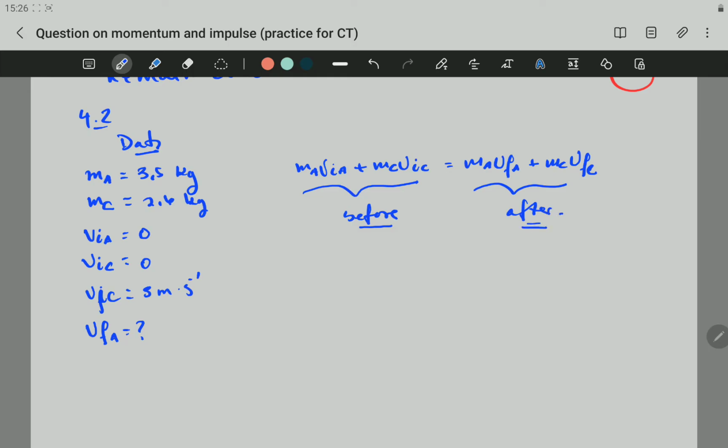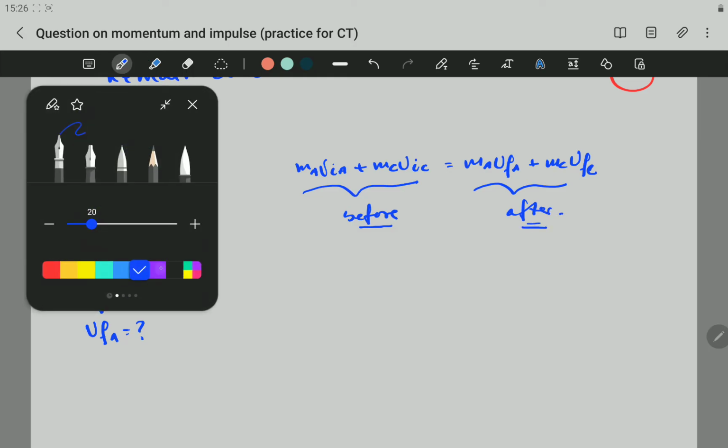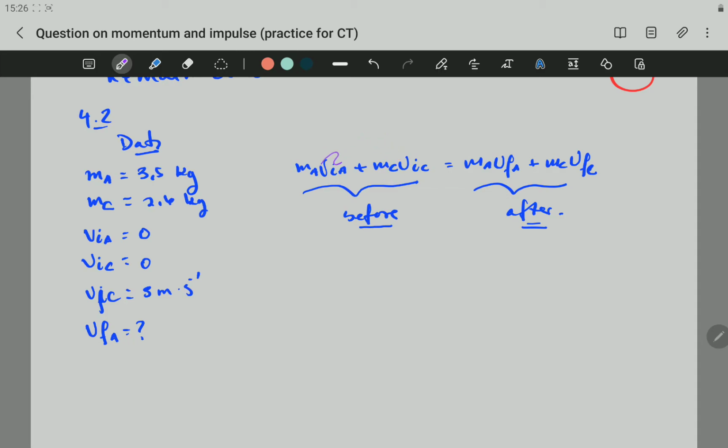Okay, now if you want, you can say that all this is a system. At the beginning they are together, so the initial velocity of the cat and the skateboard multiplied by the sum of the mass of skateboard A plus the mass of the cat is equal to the mass of A times the final velocity of A plus the mass of the cat times the final velocity of the cat.